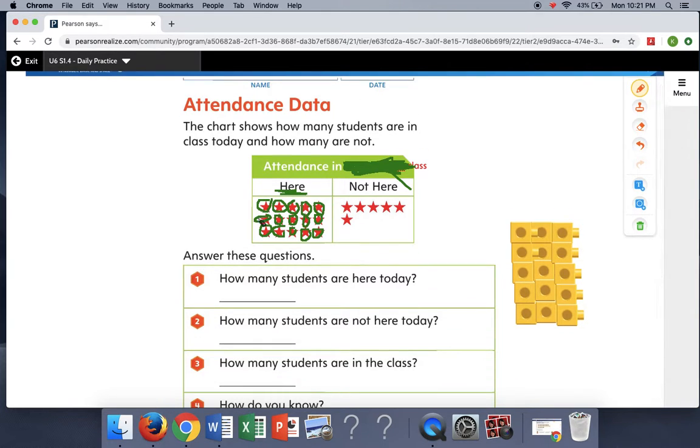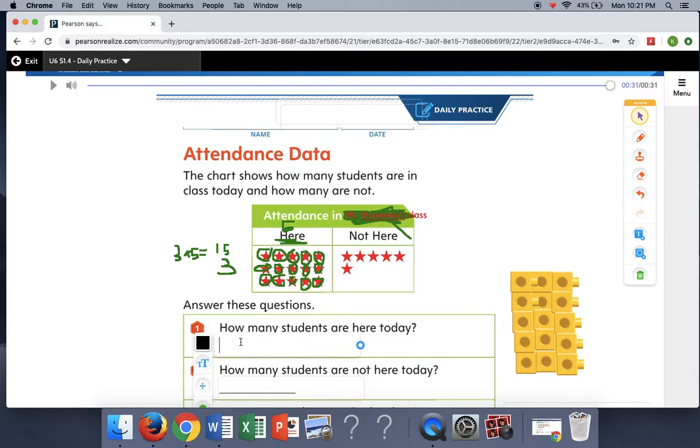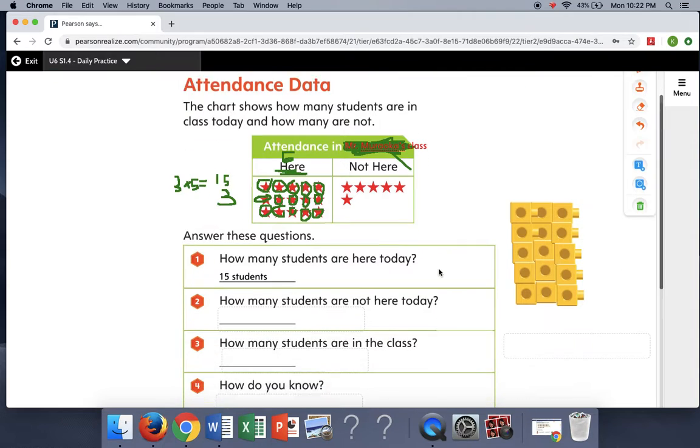You can use strategies like counting. For students that want to use multiplication, you can say, there's 3 rows of 5, so you could solve this by 3 times 5 equals 15. All right, so there are 15 students that are here today.